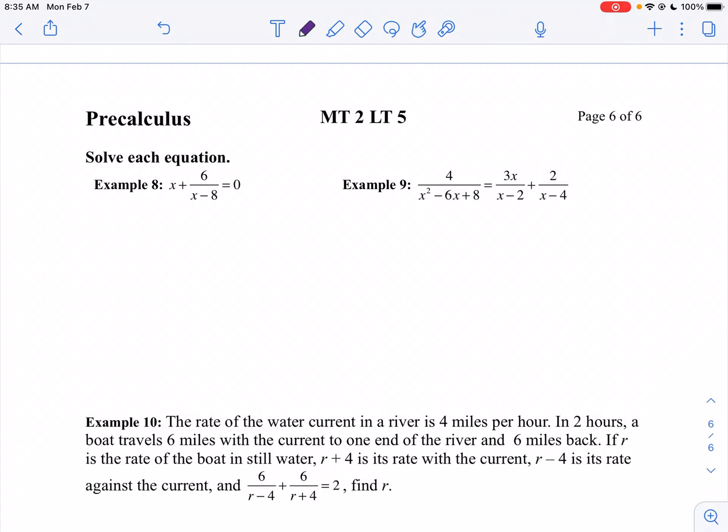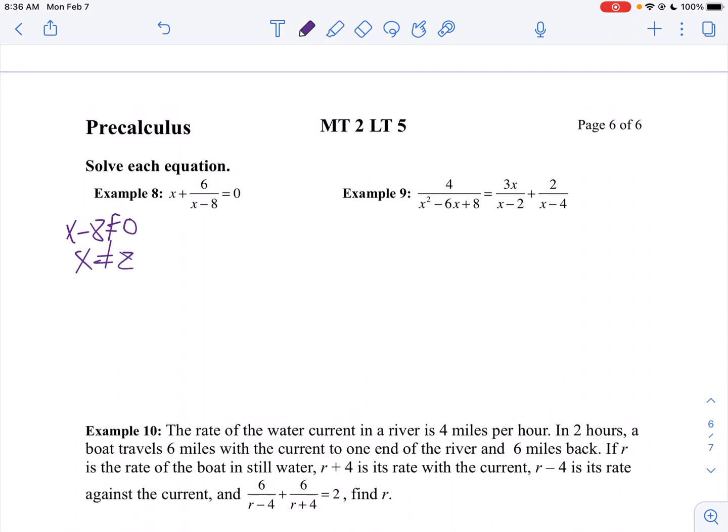Okay, to solve a rational equation, we still have to do our limits on the domain to figure out what our variable cannot be, because you can't divide by 0. So in other words, in this problem, x minus 8 cannot be 0. So we know x cannot be 8.